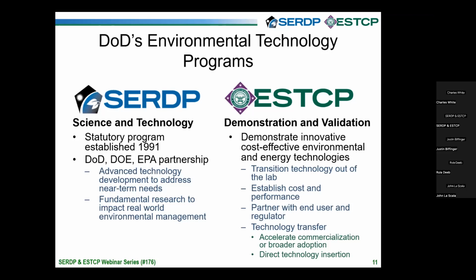Certip and ESTCP are complementary programs, with much of Certip research occurring at the lab and pilot scale, with occasional field efforts, while ESTCP demonstrations are primarily at the pilot and field scale, although occasionally supporting lab efforts are conducted.